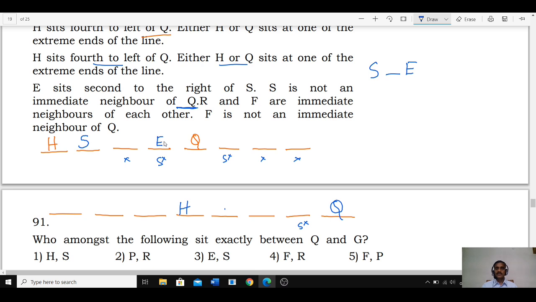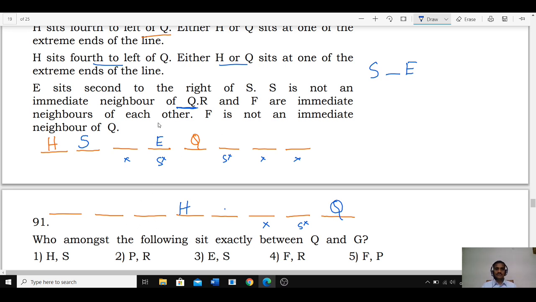E is seated second to the right of S. S cannot be here, isn't it? Then if S is second, E can be here, there is a possibility. E sits second to the right, S is not an immediate neighbor. If S is here, E will be here. So how many possibilities? 3 possibilities in this case.